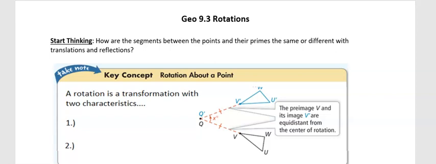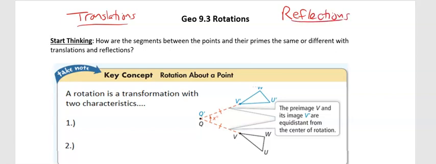All right, we are jumping into 9.3. 9.3 is going to be rotations. We've already talked about translations, which are isometries. We've also talked about reflections, which are isometries. And now we're going to look at rotations.